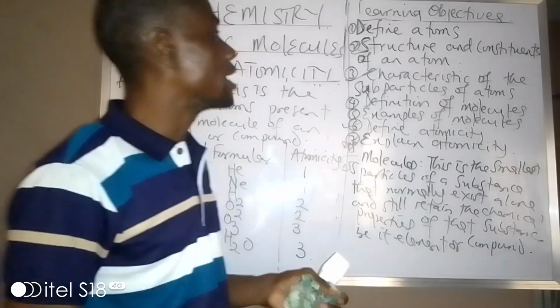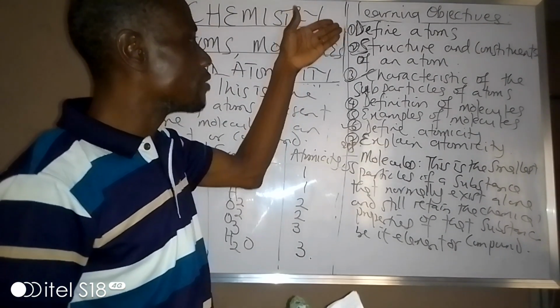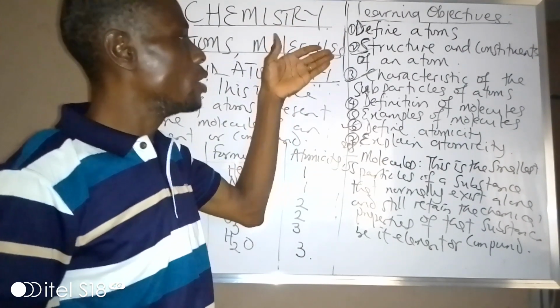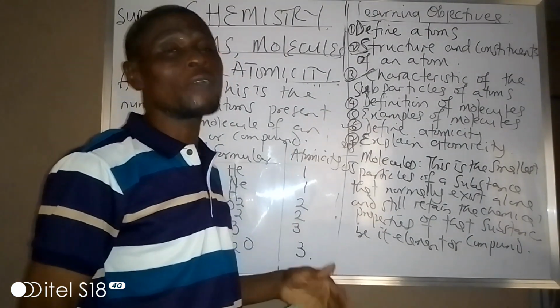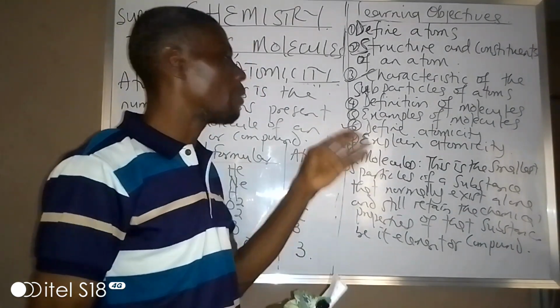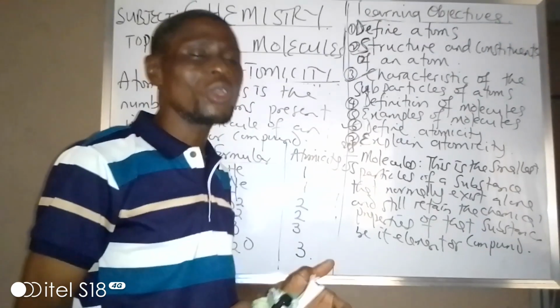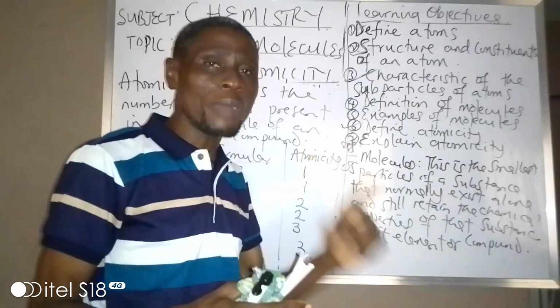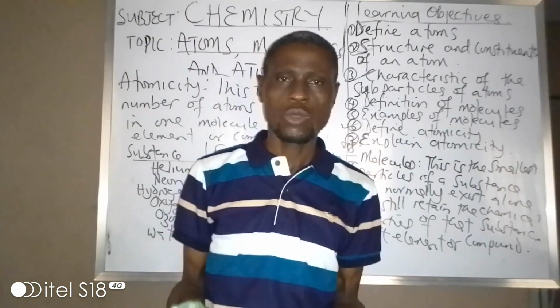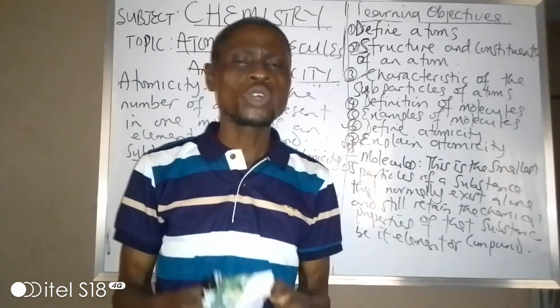So we are able to achieve all our learning objectives. We have defined what an atom is, we have drawn the structure and constituents of an atom, and we have looked at the characteristics of the subparticles of an atom. Likewise, we have looked at the definition and examples of molecules. We've talked about atomicity, which is the number of atoms present in one molecule of an element. Okay, so this is where we are going to stop today.